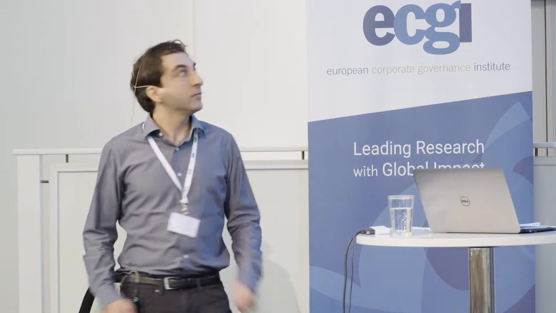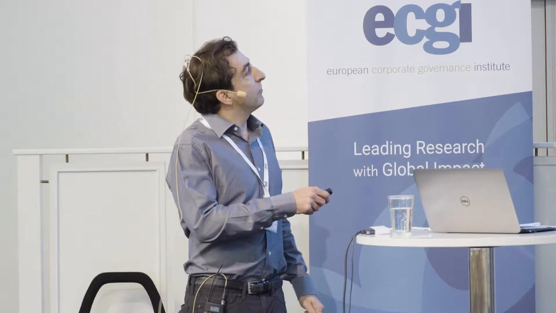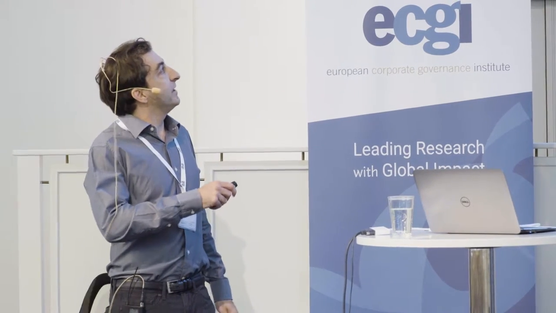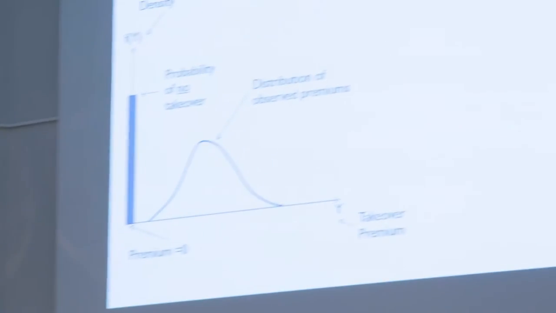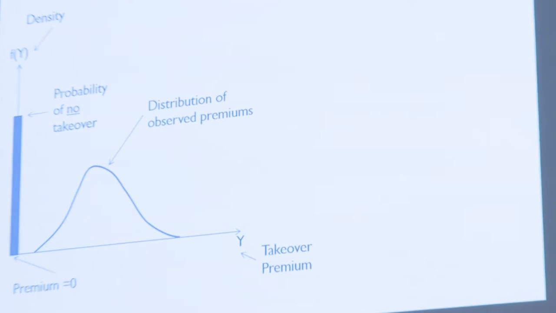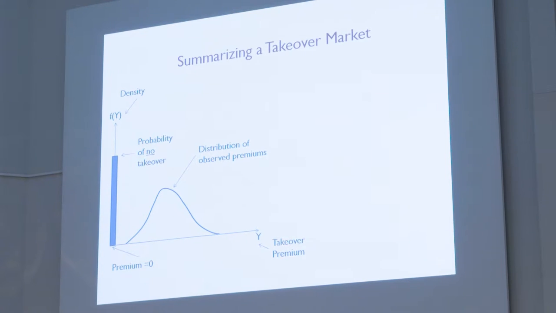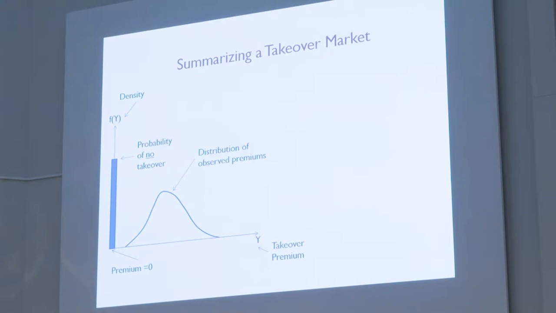Now, to give you an idea, I'm going to try to summarize the takeover market in a diagram. So I'm going to put here the takeover premium paid for a deal. I'm going to plot here the distribution of the observed deals in this market. And I'm going to add here all the firms that are not taken over as a probability mass. So I'm going to assign them a premium of zero. I'm going to put all the firms in the diagram, including those that are not taken over.